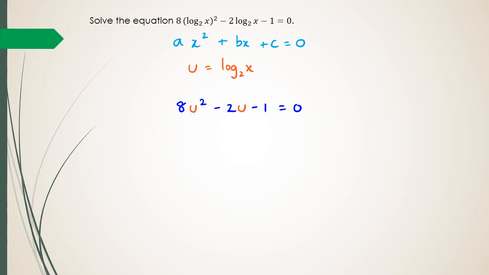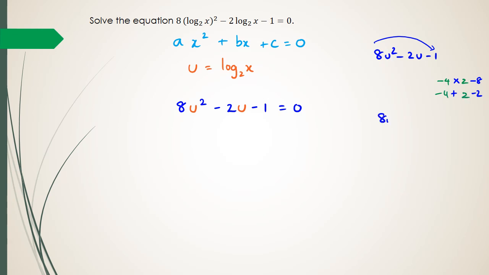Obviously, guys, you can do this in your graphics calculator and get your two answers and be on your way. But because I am making a video and I can't pull out my graphics calculator here, I've got 8 times negative 1. 8u squared minus 2u minus 1. So I'm looking for two numbers that multiply to negative 8 and add up to negative 2. In this case, it's going to be negative 4 and positive 2.